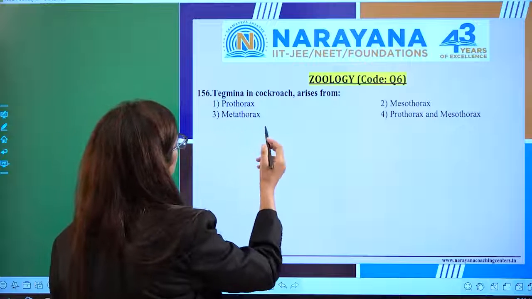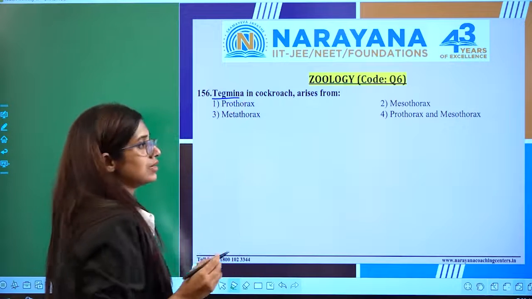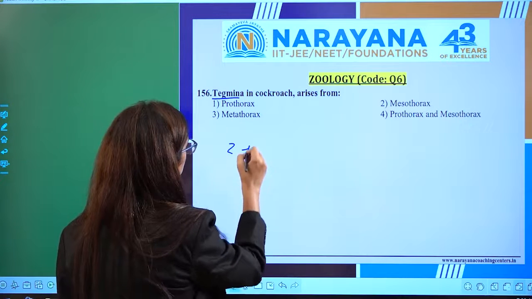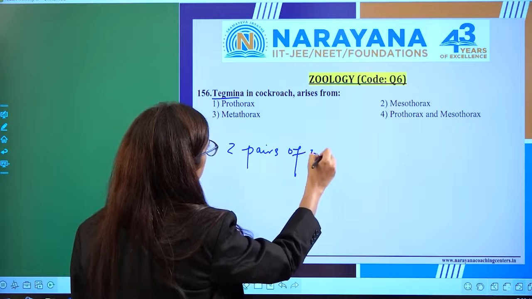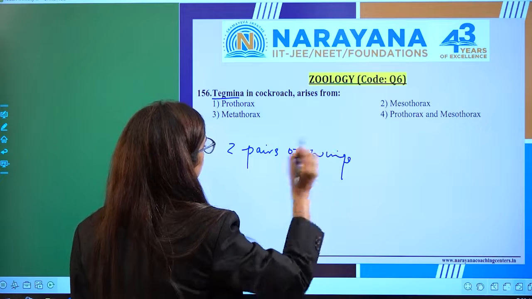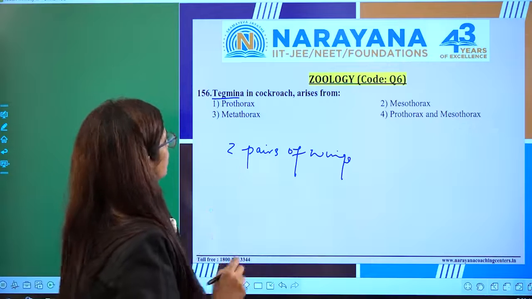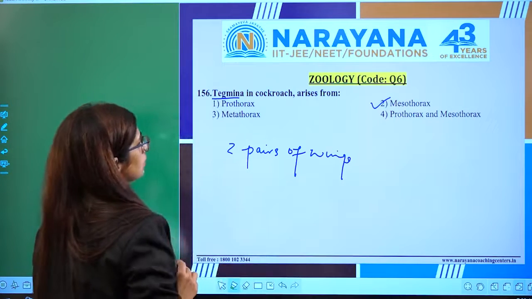The question is, tegmina in cockroach arises from. Tegmina is the name given to the four wings of the cockroach, because two pairs of wings are present in cockroach. So, the attachment of the wings, the four wings which are called tegmina, is with the mesothorax, which is the part of the abdomen, abdominal cavity.